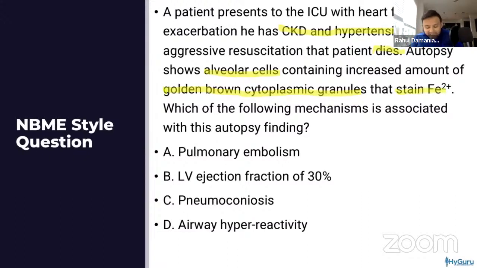Which of the following mechanisms is associated with this autopsy finding? A, pulmonary embolism; B, LV ejection fraction of 30%; C, pneumoconiosis; or D, airway hyperreactivity. What do you all think the answer is? Go ahead and put that into the chat box.